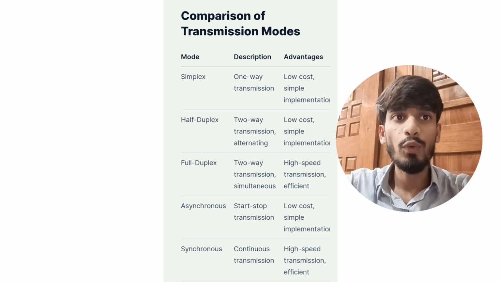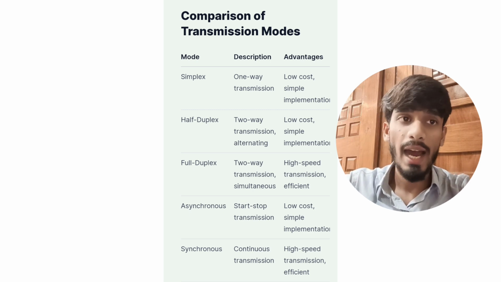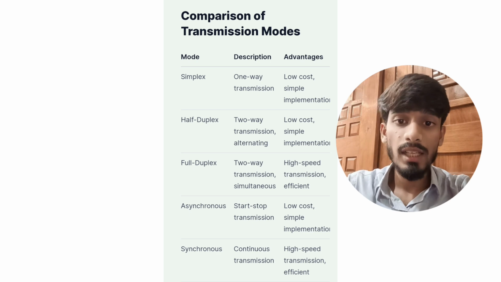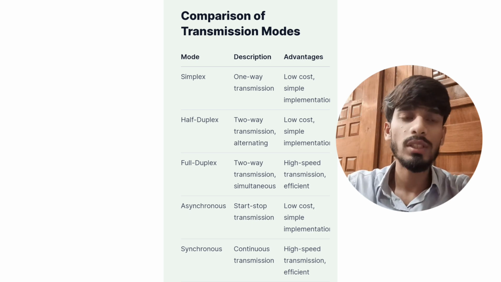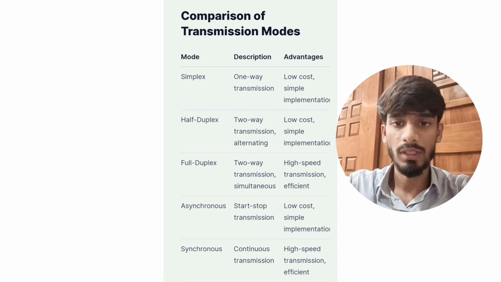Next is full duplex. In this, we saw it is two-way transmission, that too simultaneous. Advantages are high speed transmission and it is efficient. What are the disadvantages? Higher cost and complex implementation.